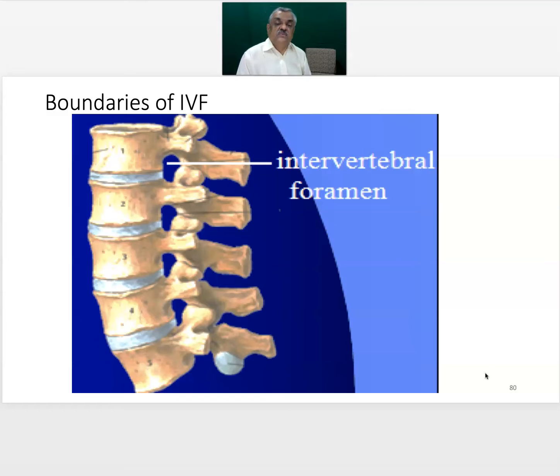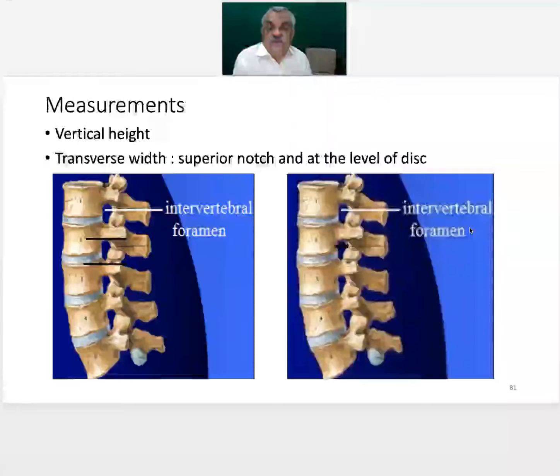This is an intervertebral foramen, as can be seen by a standard illustration, and we can see the boundaries of the intervertebral foramen very clearly marked. This is the body, superior notch, inferior articular process, superior articular process, inferior notch, pedicle, disc. So we already know the boundaries of the intervertebral foramen, and here what has been done is to measure the vertical height and the transverse width.